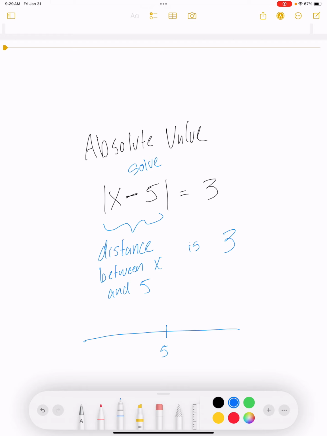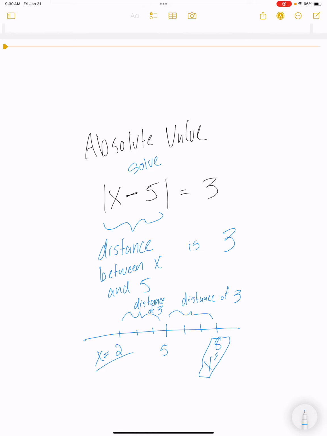So from 5, I know I need to go up 1, 2, 3, and that is a distance of 3, right? And if I do that, I'm at 8. So that tells me x equals 8, right? x equals 8 is one solution. Well, what if I went the other way? 1, 2, 3. This is also a distance of 3, right? So if I did that, I'd be at 2, right? So x is also equal to 2. All right, that's the idea of absolute values, right?